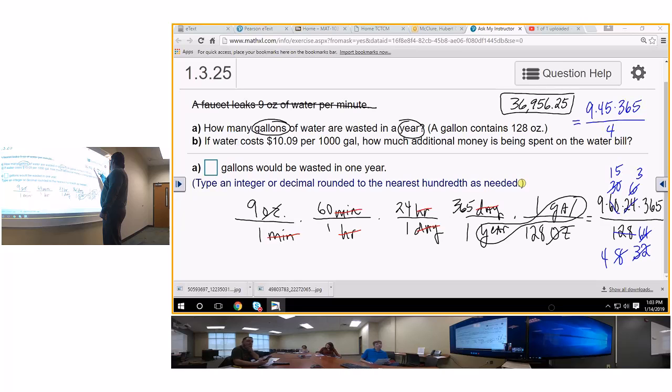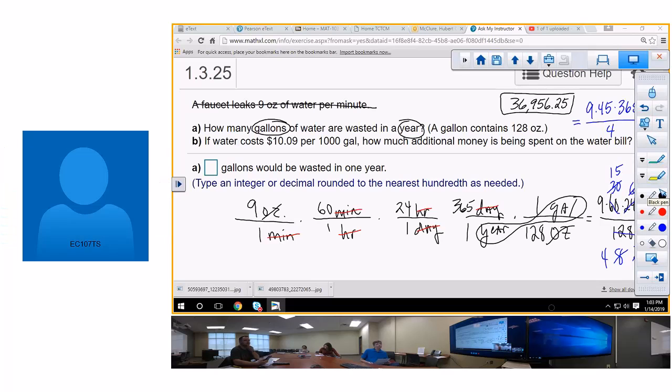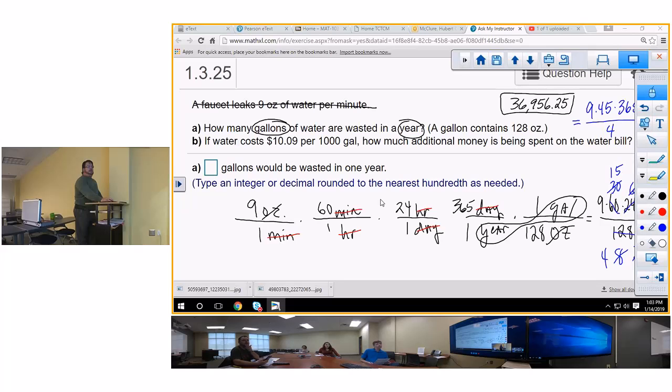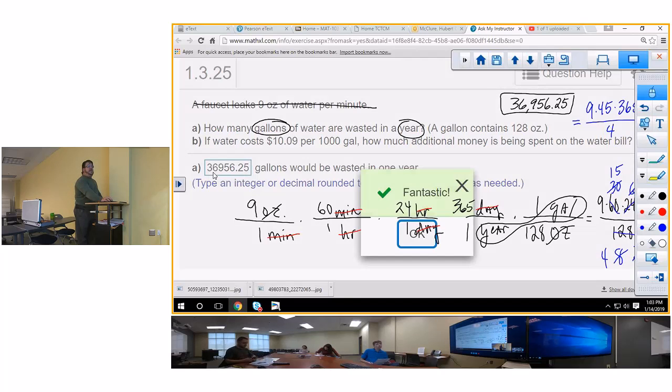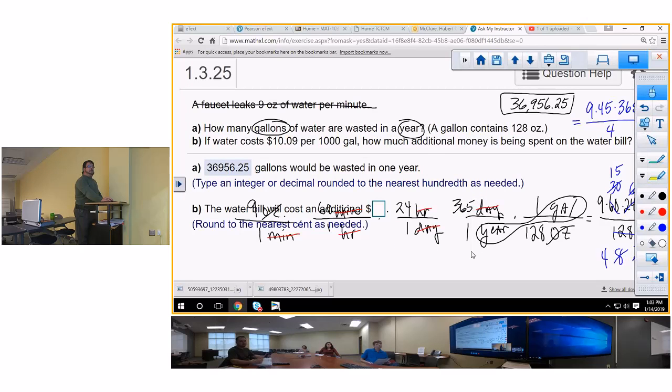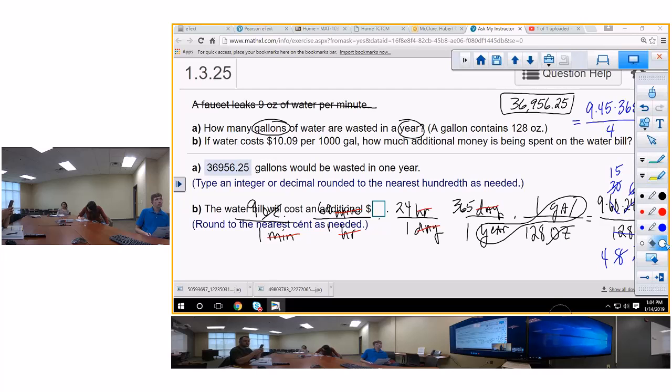Now it says round to the nearest hundredth. So that's going to be 36,956.25. Fantastic. Now, write that, leave that there. I'm going to take my handy dandy eraser and I'm going to erase all of this.